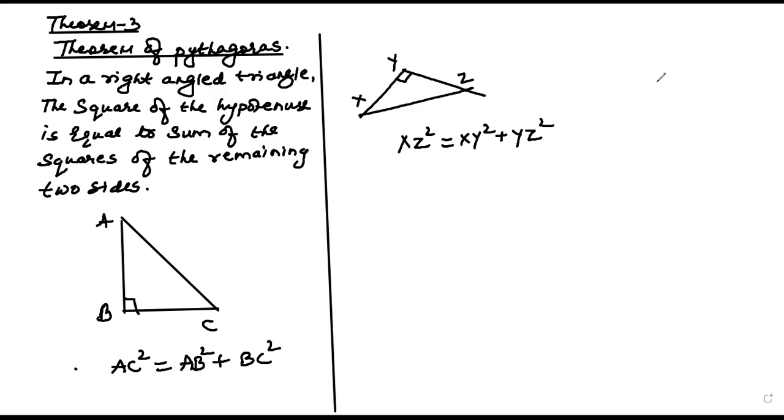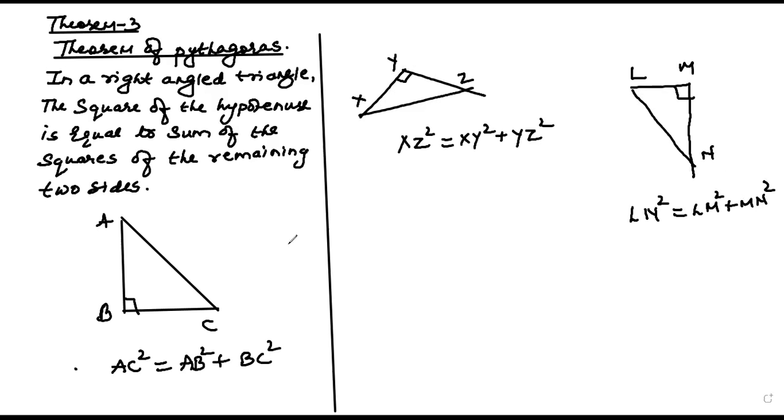The right angle triangle can be anyhow. Please have a look here. The right angle triangle is like this, children. This is my triangle LMN. M is 90. So what will be the Pythagoras theorem here? LN square equals LM square plus MN square. Okay, you understand?